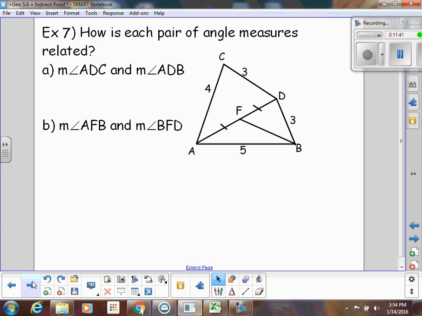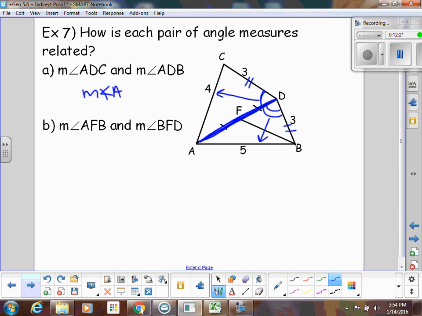Okay, so how is each pair of angle measures related? So if we want to look at ADC, where is ADC? That's this one right here. Versus ADB, that's this one right here. All right, how are those related? Well, we've got two congruent sides, right? So 3 and the 3. And then we have this middle side that they share that's reflexive. All right, so this double arc angle is across from the 5, and this single arc angle is across from 4. So we would say angle ADB is greater than ADC. And what's that theorem called? That's the Hinge theorem. That's the converse of the Hinge theorem.